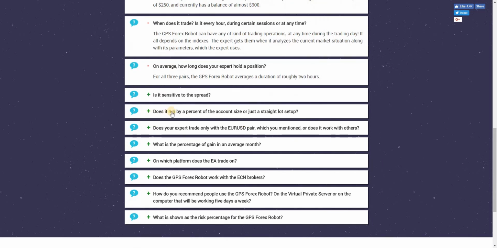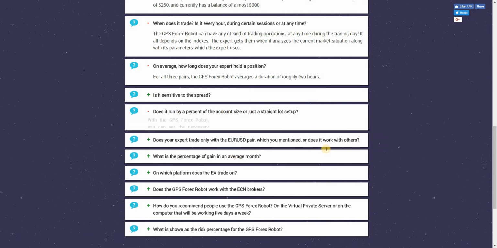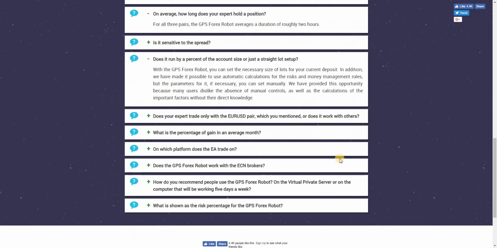All right, does it run by a percent of the account or just straight up lot size? I already checked that. It has it where you can set it up for either. I currently have it set up for lot size, which is basically where you set it up manually. Does your expert trade only the... no, we already said that. It trades on four different pairs.